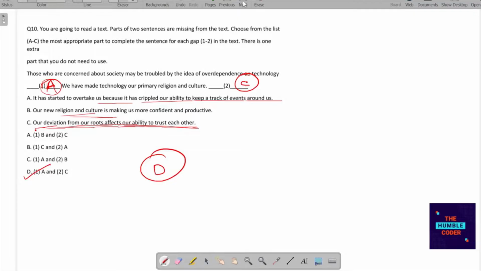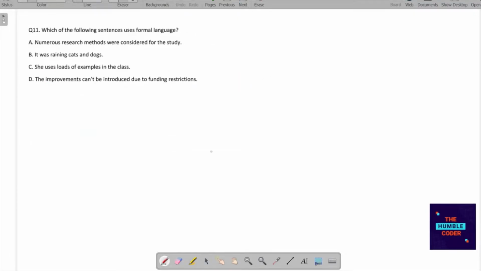So moving ahead with the next question. Which of the following sentences uses formal language? So let's read the 4 sentences first. Numerous research methods were considered for the study. It was raining cats and dogs. So we cannot use this in a formal sentence. So this cannot be an option.